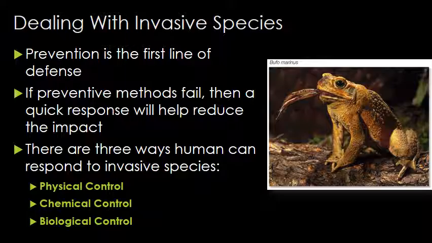Prevention is always going to be our first line of defense. But if prevention fails, then we go into some sort of quick response. We have three major ways to respond. The physical control could be some sort of barrier or physically removing the species. A chemical control could be an herbicide or a pesticide. A biological control could be a living organism that would actually eat the invasive species, or it could maybe spread a disease to the invasive species. There have been many situations, however, when some of these control mechanisms, especially the biological, have caused other problems and in turn become invasive themselves.